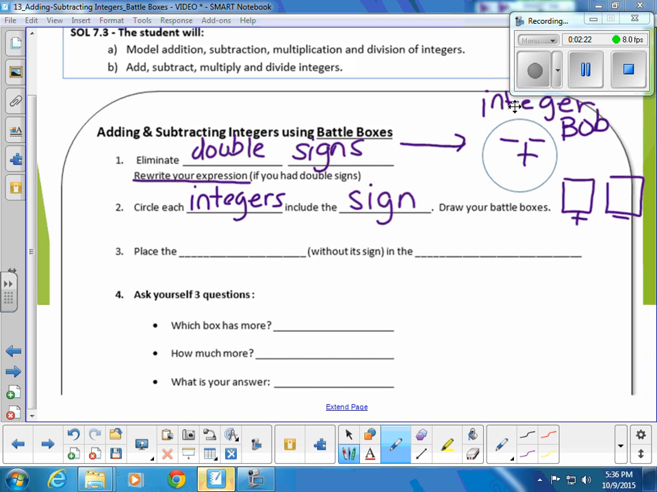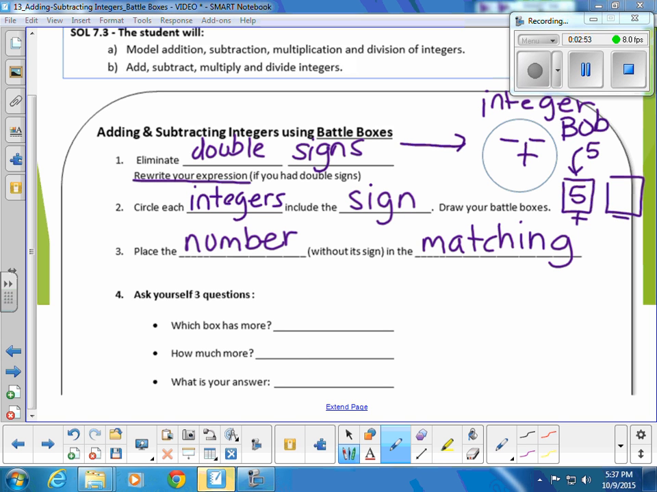Then you're going to place the number for each integer without its sign in the matching box. What I mean by that, we'll go through a sample problem, but if I had a positive 5, that positive 5 is going to go in the positive box without its sign. That's what we mean.